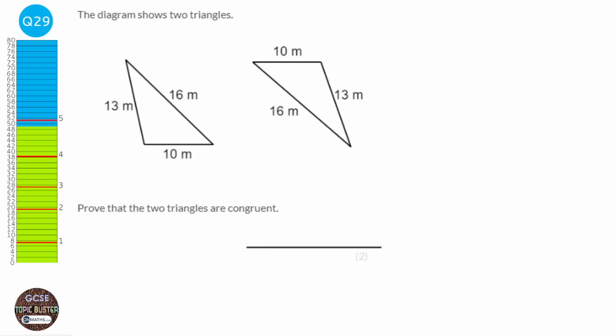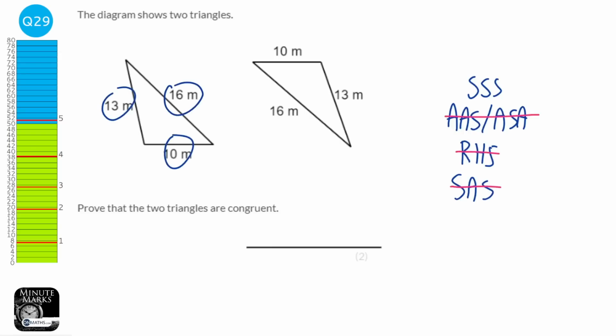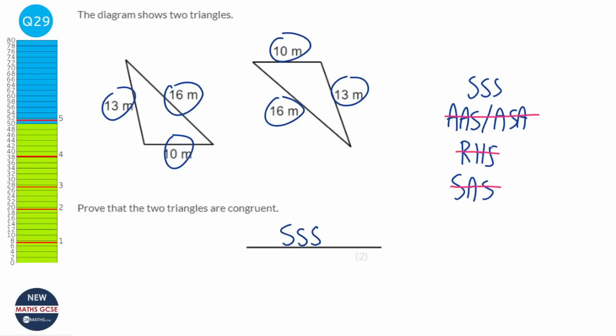There are 4 different proofs for proving that 2 triangles are congruent. Congruent means exactly the same. The first one is that if all the sides are the same. The next one is that 2 angles are the same, then a side, or an angle, then a side, then an angle. Next one is right angle, hypotenuse, side. And the last one, side, and then an angle, and then another side. Now, we don't have an angle or a right angle at all in this, so we can cross these out. But we do have 3 sides that are exactly the same. They're both 10, 13, and 16. So the proof is side, side, side.